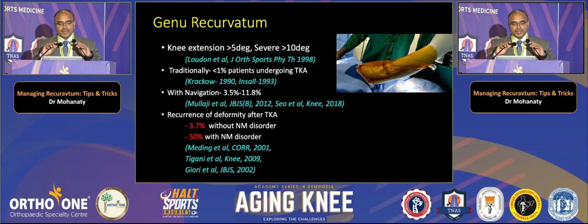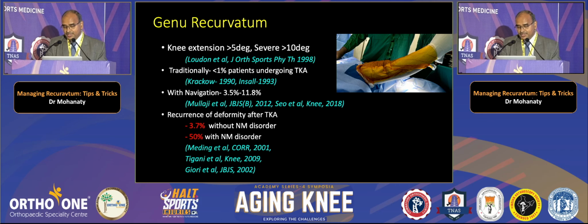Friends, when the knee extension is more than 5 degrees, it is termed genu recurvatum, and it is said to be severe when it is more than 10 degrees. That's what the literature says. Traditionally, it is very rare. It used to be less than 1% of patients undergoing knee arthroplasty.